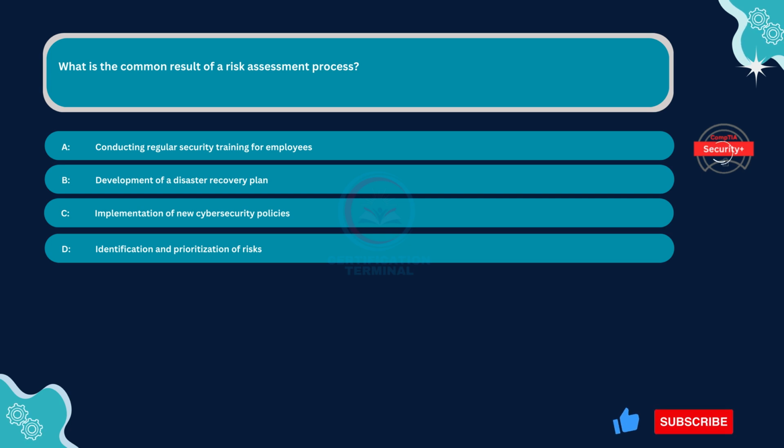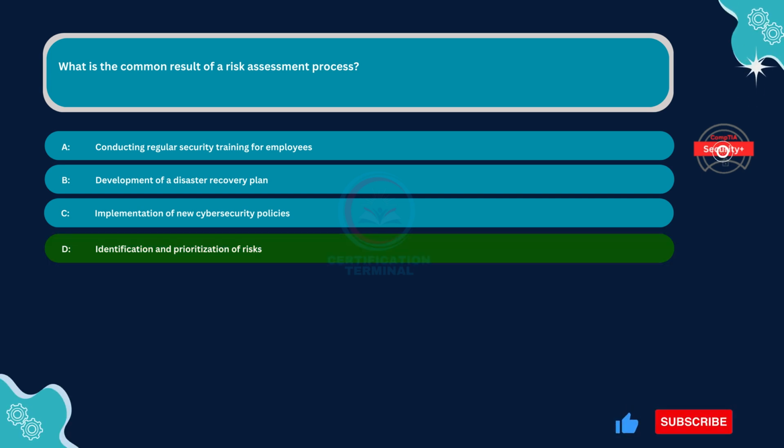The correct answer is Option D, identification and prioritization of risks. The common result of a risk assessment process is the identification and prioritization of risks within an organization's environment. This involves identifying potential threats, vulnerabilities, and their potential impacts on business operations or objectives. Prioritizing risks allows organizations to focus their resources on addressing the most critical threats and vulnerabilities first, thereby improving their overall risk posture.